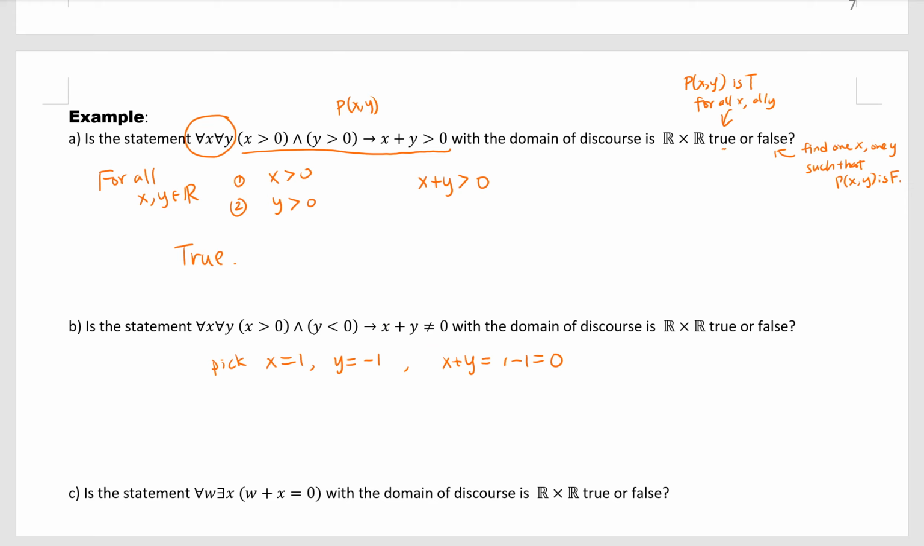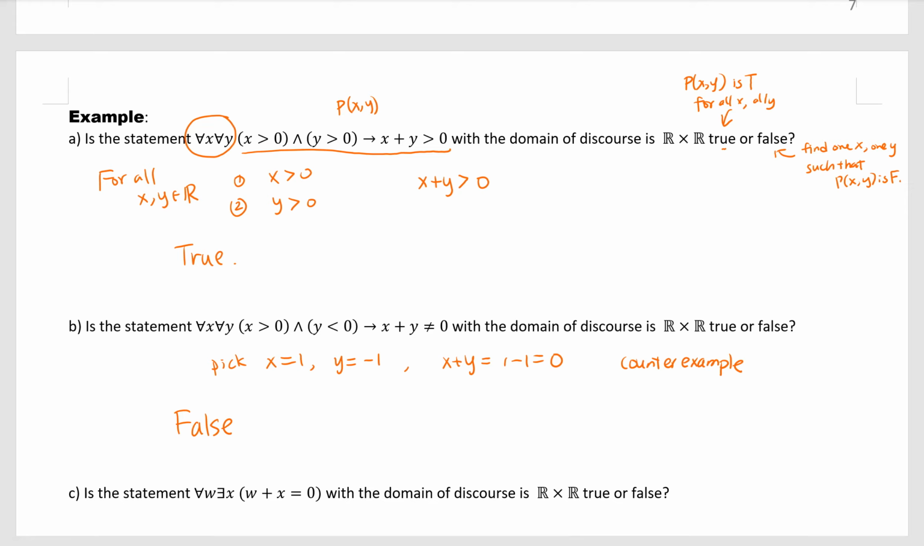You see, this is a counterexample which makes the proposition false. So now we have found a counterexample. So that's why this statement is false. Okay, so this is a counterexample.